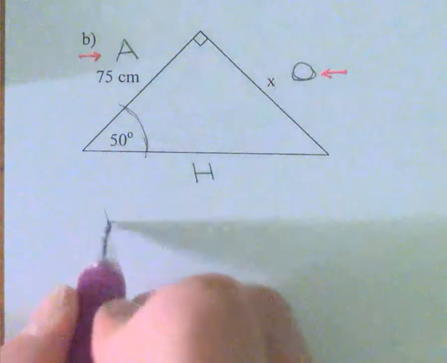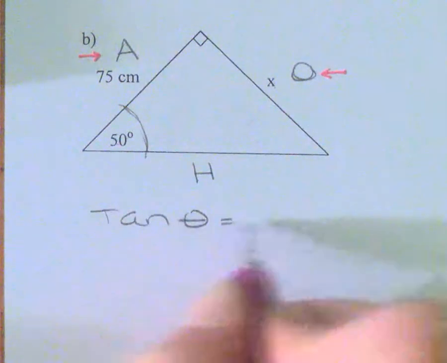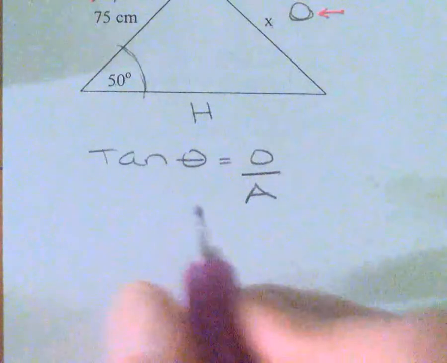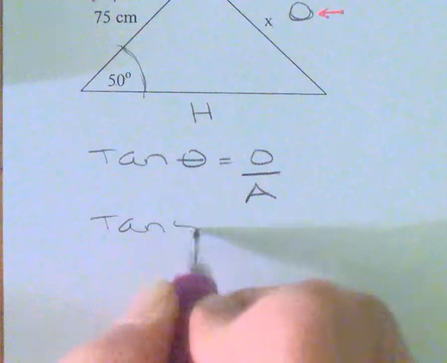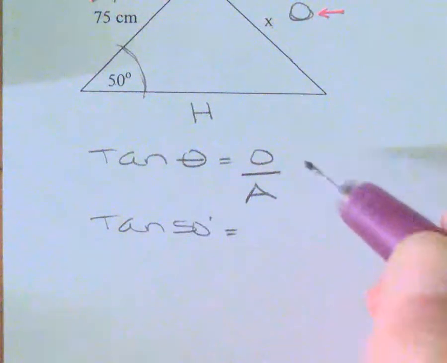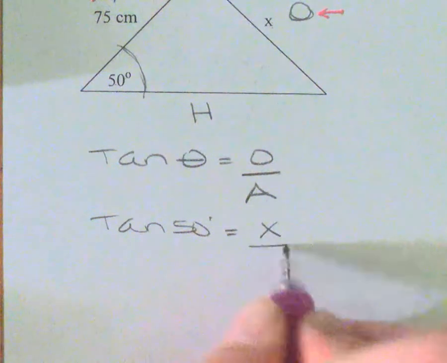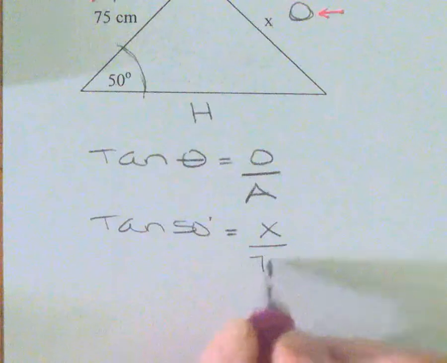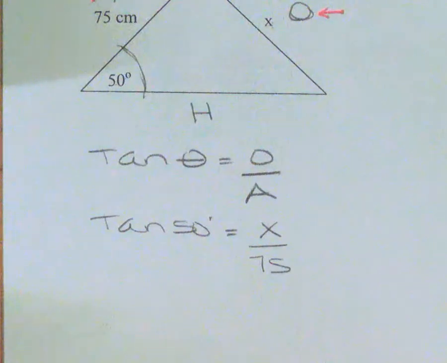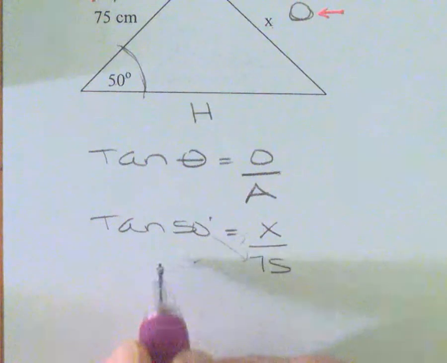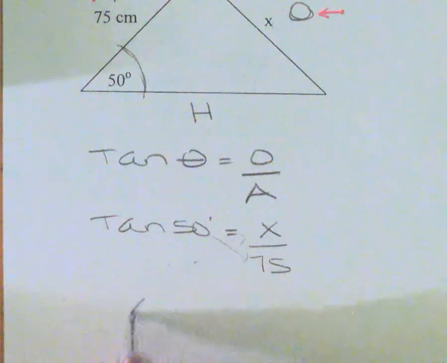So I'm going to write out the tan ratio, and I'm going to use theta again. So this is tan of angle 50, and I'm looking for the relationship between opposite and adjacent. So opposite is x, and adjacent in this case is 75. So again, I can cross multiply. Again, this is over 1. So x times 1 is x. And this will give me 75.